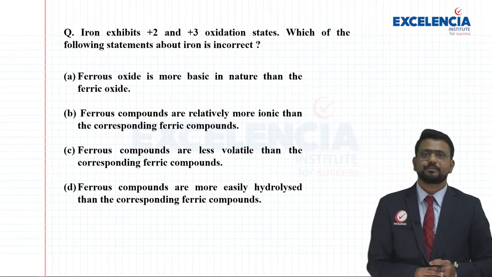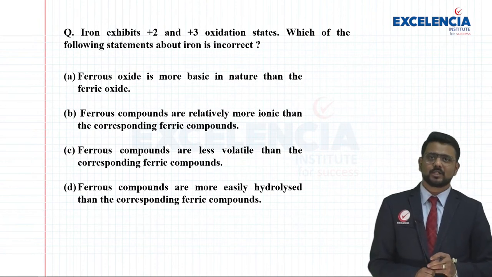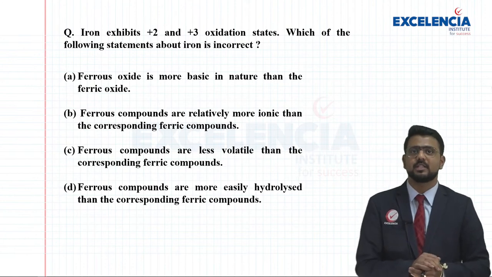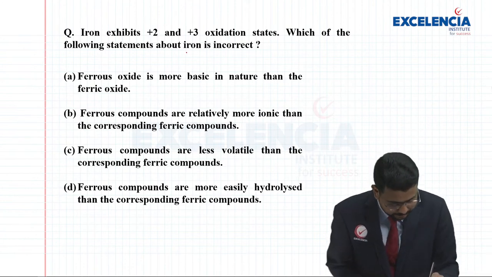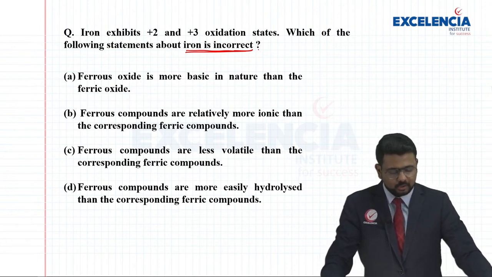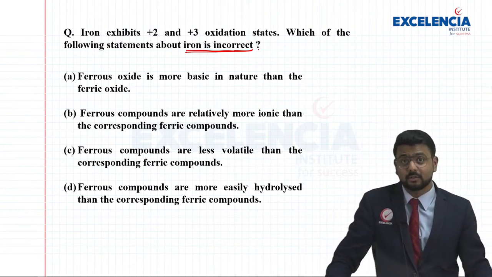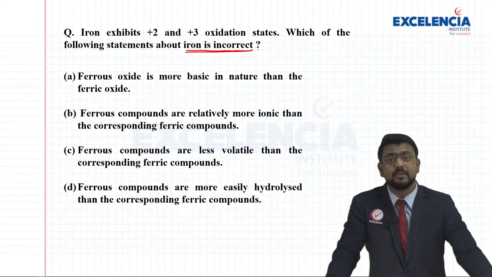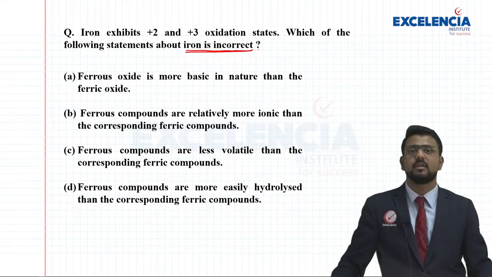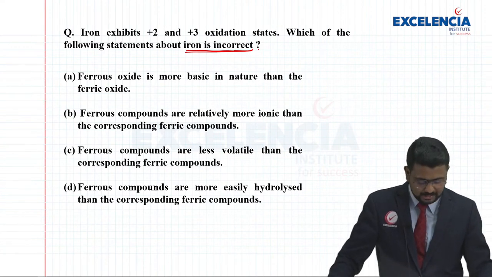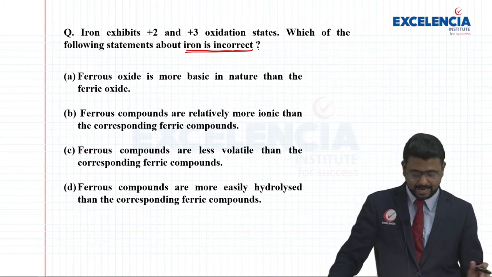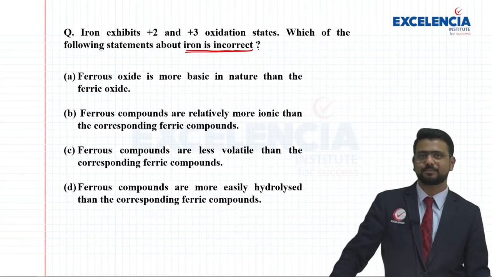The next question: iron exhibits +2 and +3 oxidation states. Which of the following statements about iron is incorrect? The options here are: ferrous oxide is more basic in nature than ferric oxide; ferrous compounds are relatively more ionic than the corresponding ferric compounds; ferrous compounds are less volatile than the corresponding ferric compounds; and finally, ferrous compounds are more easily hydrolyzed than corresponding ferric compounds.